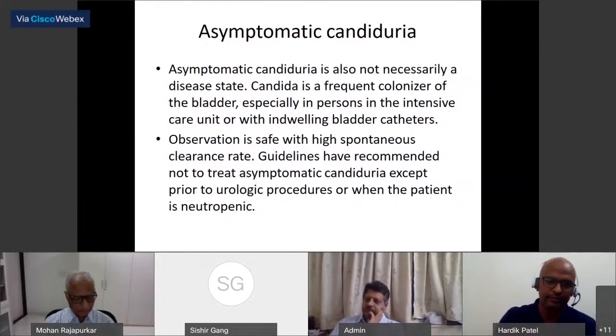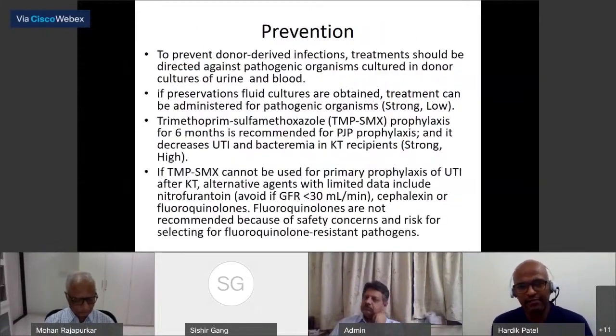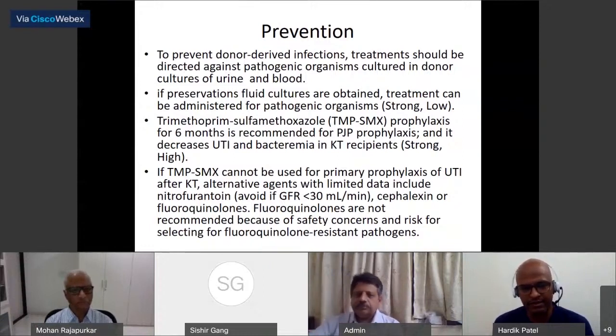Regarding prevention, to prevent donor-derived infection, treatment should be directed against the pathogenic organism cultured in the urine and blood of the donor. This is mainly relevant to deceased donor programs where the patients are in the ICU with lines. If preservation fluid cultures are obtained and any organism is grown, it should be treated accordingly. Like trimethoprim-sulfamethoxazole, as I already mentioned, resistance to this molecule is quite common and it is no longer used as urinary prophylaxis, but for PCP prophylaxis.